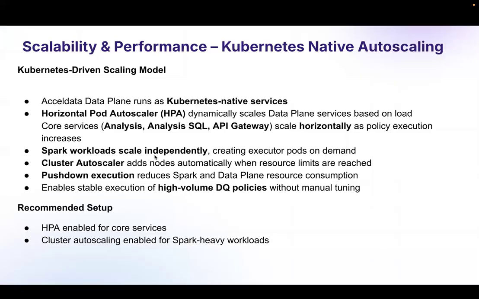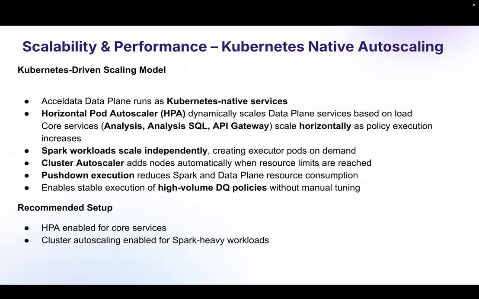Now, if we talk about the scalability and performance of the data plane, as I mentioned, the Acceldata data plane is completely Kubernetes native. It will run in the Kubernetes cluster, and as I explained about the services, the analysis service, SQL service, API gateway, all the services are there. Now, how are you going to scale this operation based on the workload and all those things? One of the easiest ways is to configure HPA, horizontal pod scaling, for dynamic scaling.